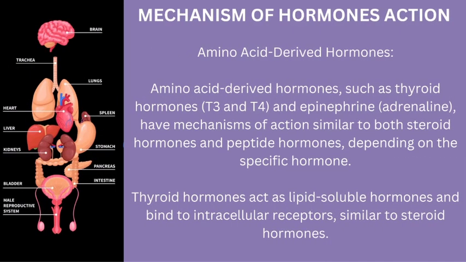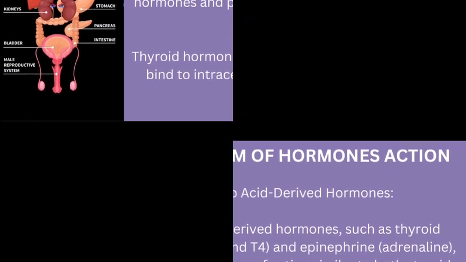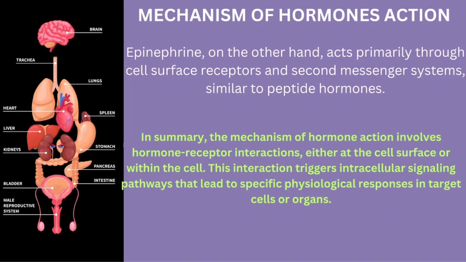Third, amino acid-derived hormones. Amino acid-derived hormones, such as thyroid hormones T3 and T4, and epinephrine (adrenaline), have mechanisms of action similar to both steroid hormones and peptide hormones, depending on the specific hormone. Thyroid hormones act as lipid-soluble hormones and bind to intracellular receptors, similar to steroid hormones. Epinephrine, on the other hand, acts primarily through cell surface receptors and second messenger systems, similar to peptide hormones.